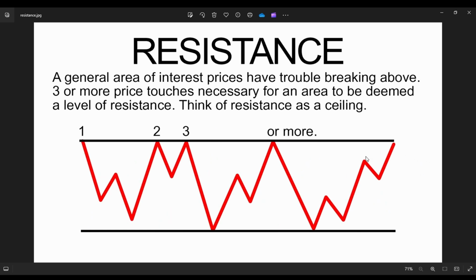Resistance is the opposite. It's the same thing as support, except more like a ceiling. Prices rally and can't break above this area. So this will be resistance. Prices resisting breaking through these areas here, right? Three or more touches, just like support. Once we have at least three touches, we can deem this area or these levels as resistance, and we can look for selling opportunities. We can wait for price to react to these levels and look to sell, right? Okay, let's look at the charts and get into some real life action.